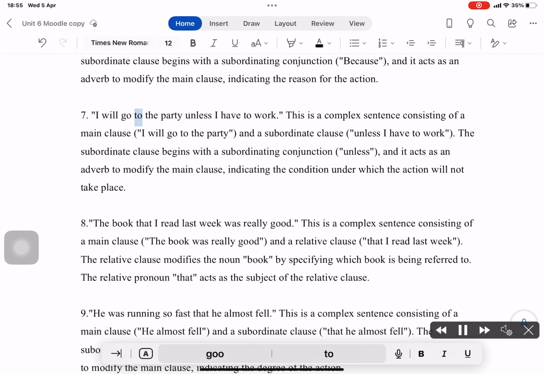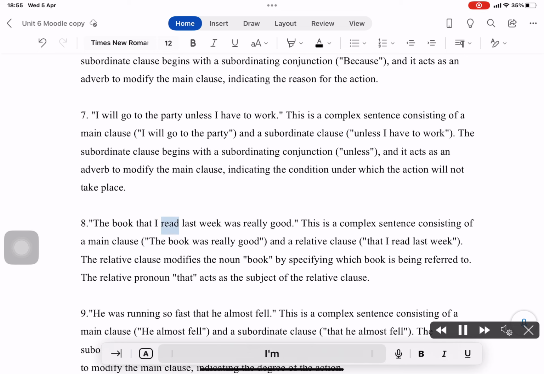I will go to the party unless I have to work. This is a complex sentence consisting of a main clause, I will go to the party, and a subordinate clause, unless I have to work. The subordinate clause begins with a subordinating conjunction, unless, and it acts as an adverb to modify the main clause, indicating the condition under which the action will not take place.